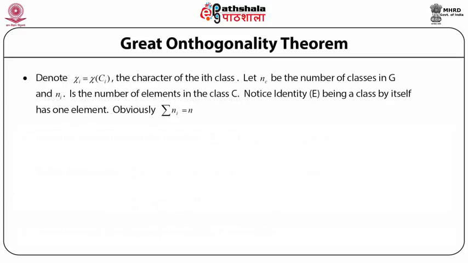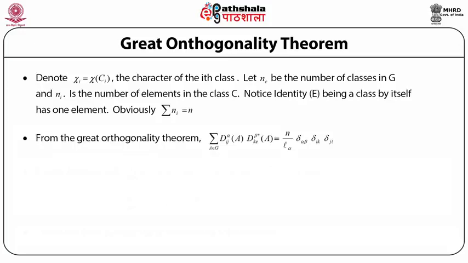So let us denote chi i as chi of C_i, the character of the ith class. Let Nc be the number of classes in the group G, and N_i the number of elements in the class C_i. So a class C_i has a number of elements, and there are a number of classes in the group G. Remember that the identity element E is a class by itself, and it has only one element. Therefore, the sum of N_i is equal to N.